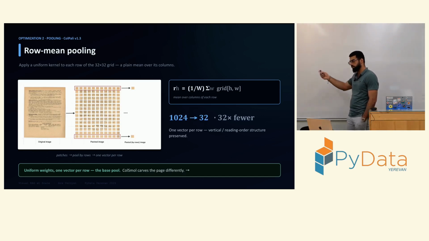Another thing is to then do the benchmark and prove that this does not hurt the performance, which we of course did. But anyway, this is just the simple formula, a fancy way of saying that this is just the average over the row. And this is for ColPali.